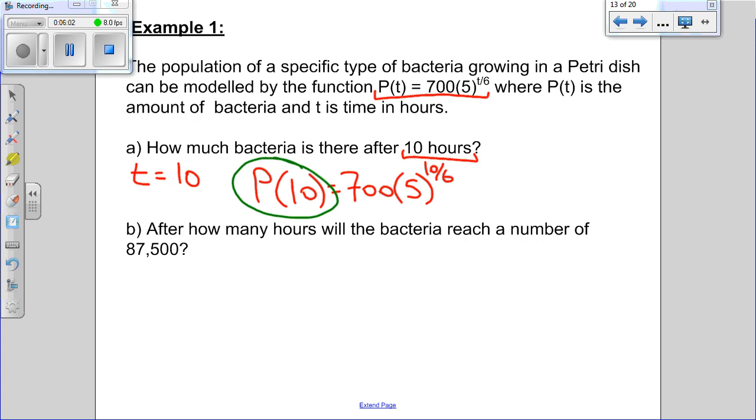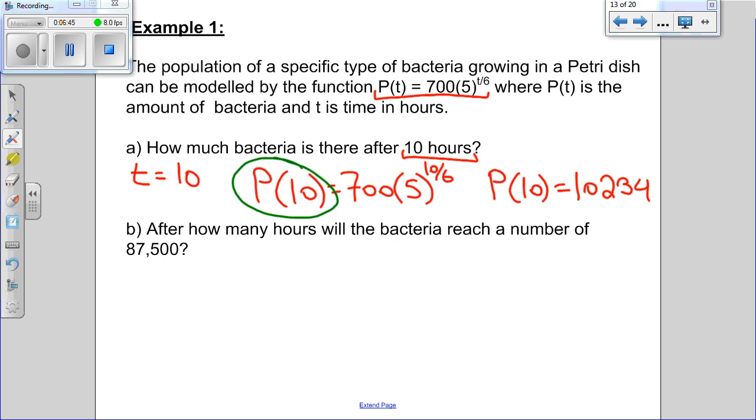So P at time 10, the amount of bacteria when T equals 10, is equal to, you're going to have to put that in your calculator. So you have 700 times 5 to the power of 10 divided by 6. So 700 times 5 to the power of 10 over 6. So that means the amount of bacteria, rounded, would be 10,234. A lot of bacteria after only 10 hours. Went from 700-ish all the way over 10,000. Shows you how fast things grow.